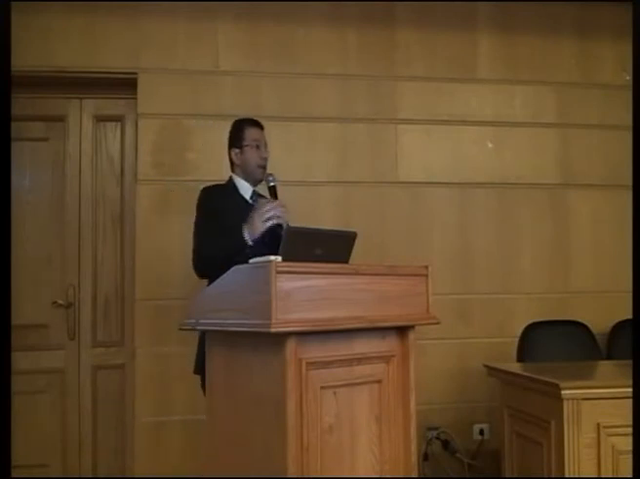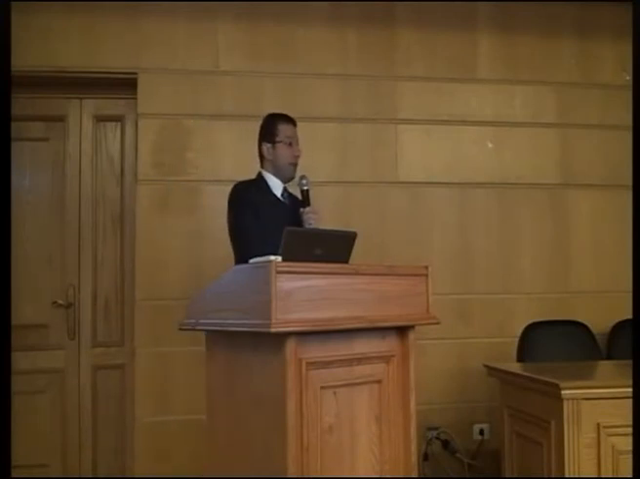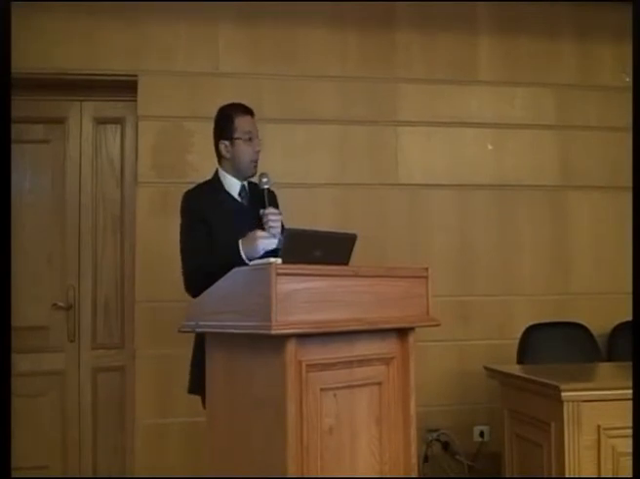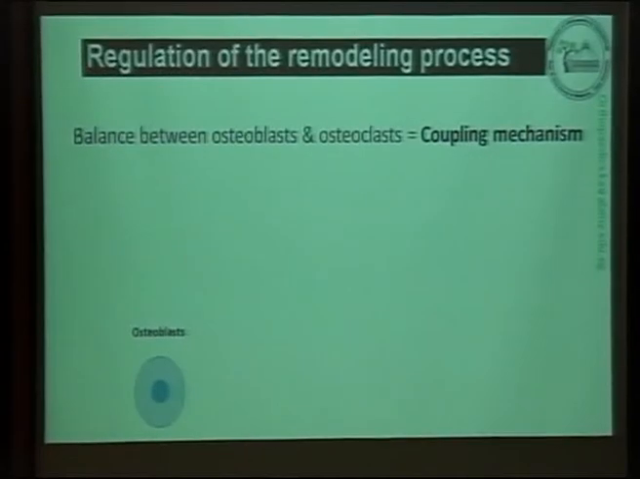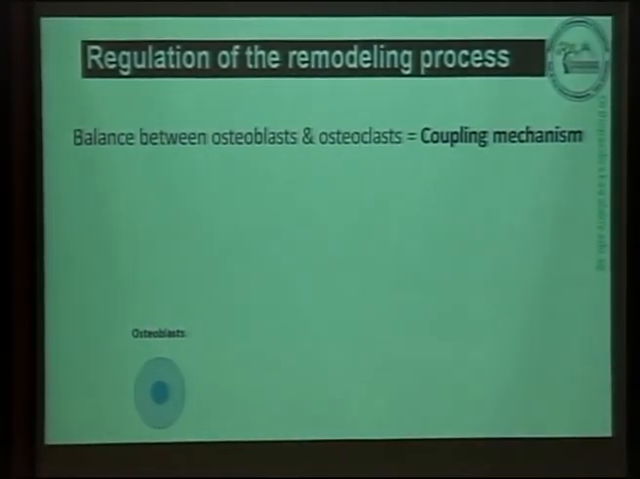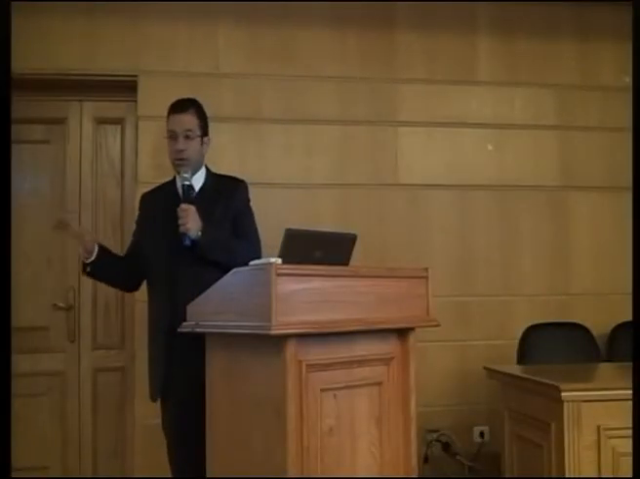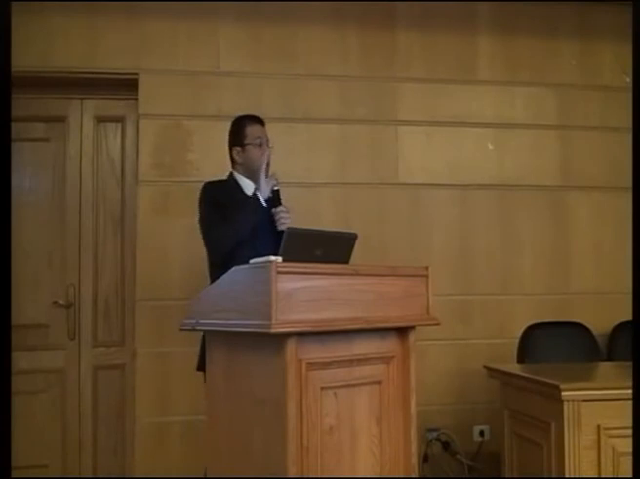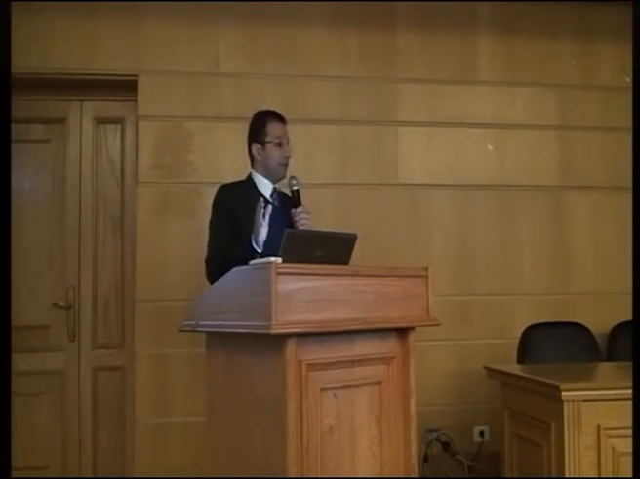Remodeling differs. It's sometimes a surface phenomenon, like in trabecular bone, and it's in cavities or foramina, like in the cortical bone. But in these two types of bone, it depends on a coupling mechanism, an interaction between an osteoblast and an osteoclast. The osteoblast takes the upper hand, and it regulates the action of the osteoclasts. This is managed through what we name the RANK ligand.